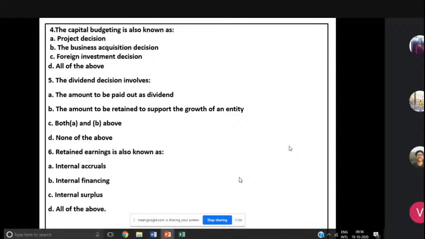5, what is the answer? C is the answer. 6, what is the answer? D is the answer. 4, D is the answer. 4D, 5C, 6D. Now done, right? Yes.